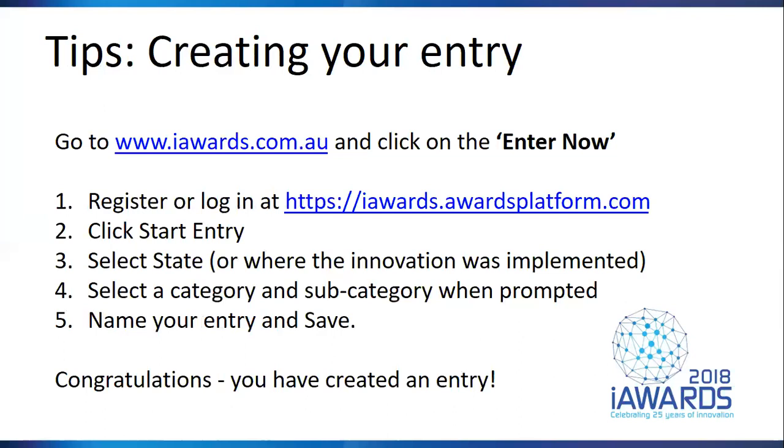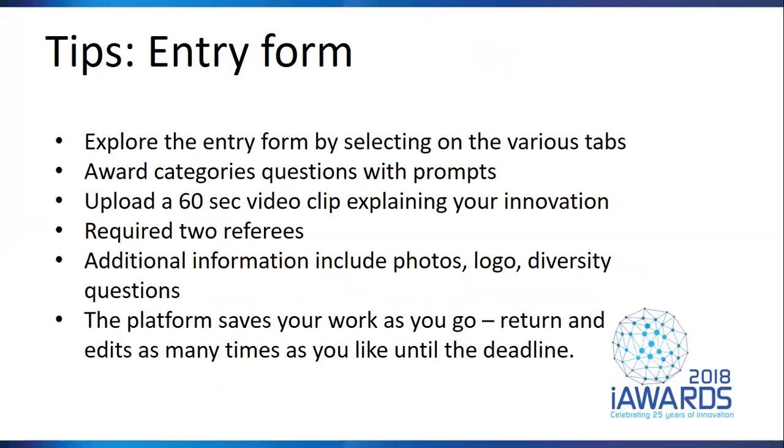So then you're going to select your category and a subcategory when you're prompted. Name your entry, and it should be the name of your innovation. Click Save, and there you have created your iAwards entry. It will ask you to validate your email address, so you will receive an email, click on a link, and then you will be verified, and then you can start your application process.